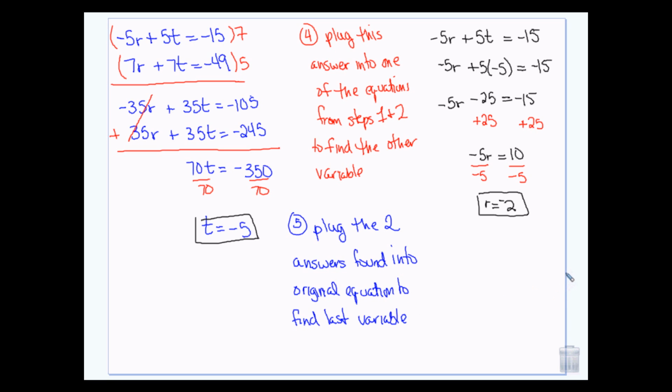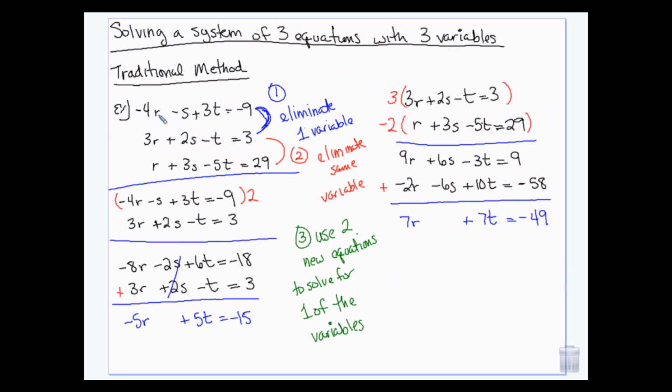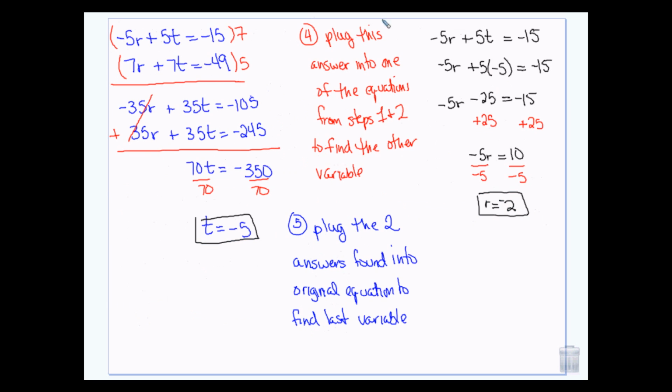All right, so what I do is I can come back and I can pick any of those. So I'm just going to back up for just 1 second. I have 4r, 1s, 3t, 3r, 2s, 1t, 1r, 3s, 5t. I'm going to pick one of the top ones, just as smaller numbers, and I'm going to pick the middle one because it's the smallest numbers. It doesn't really matter. So 3r plus 2s minus t equals 3.